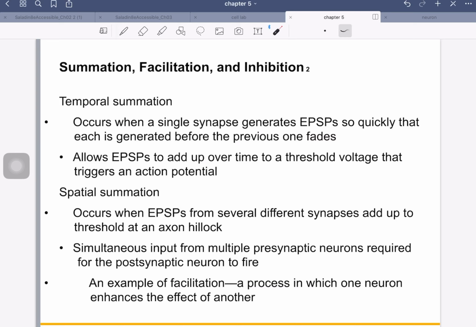Now, this hopefully seems familiar because this is what we talked about in class, but let's go over it one more time. There's two types of summation. I can have temporal summation, and that's when one single synapse generates excitatory postsynaptic potential so quickly. So one neuron keeps firing and sending across neurotransmitters to the postsynaptic neuron. And of course, this can give you an additive effect. And because it's based over time and increased frequency, we call it temporal.